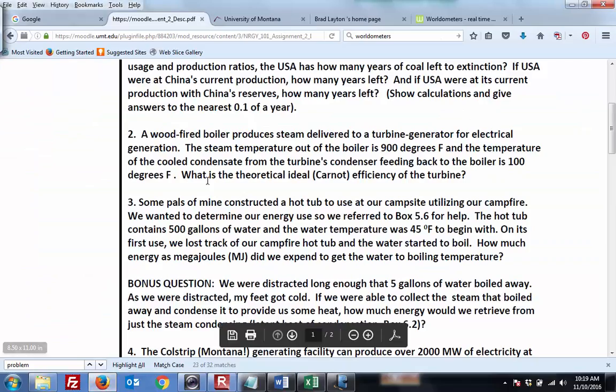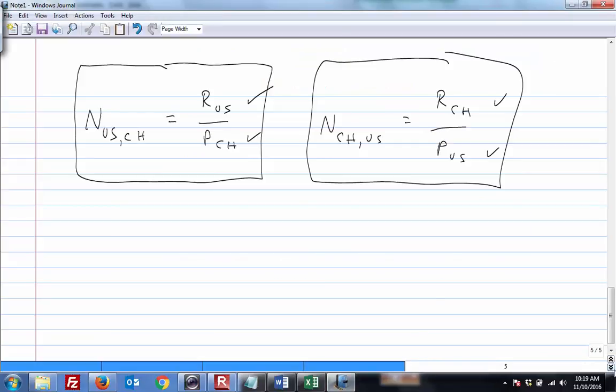This is a good one. I love this one. 900 degrees Fahrenheit, and we're coming back at 100 degrees Fahrenheit. What's the theoretical Carnot efficiency? You can remember back to chapter 4, we did Carnot. So eta equals T hot minus T cold over T hot.